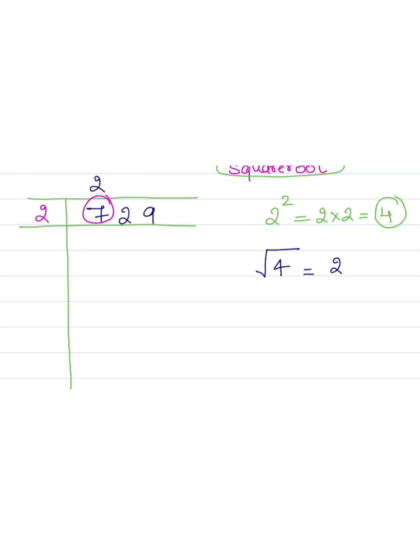So then think about, can I choose 3 here? Think about it. What would be 3 squared? 3 squared would be 9, which would be a bigger number than 7, and you cannot subtract 9 from 7, right? So we will just stay with 2. So 2 and 2, which is 4. Okay. So 2 times 2 is 4. Subtract and bring down 3.